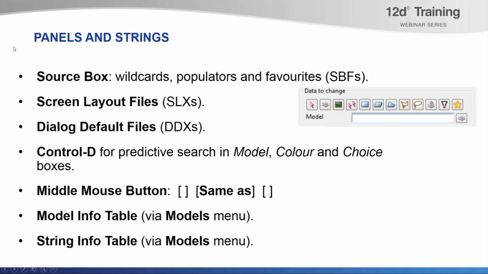The next slide I have here is a little bit of a hodgepodge of panels and strings, ways to use panels in slightly more effective ways that are related to string properties as well. So I'm going to talk about the source box, which, if you don't know, is an element of a lot of different panels in 12D. It's this thing here. You've probably seen it, and you might have been wondering how to use it most effectively. I'll try and show that.